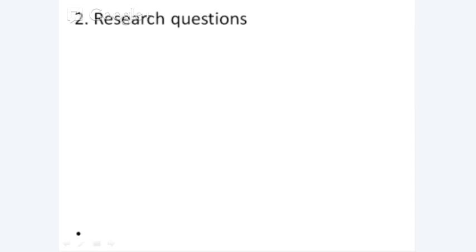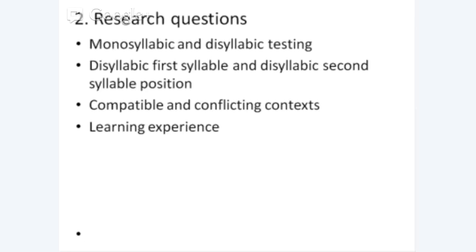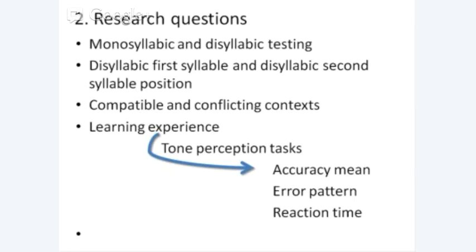And then my research question is: how do these four variables, monosyllabic and disyllabic tones, the disyllabic first syllable and second syllable, compatible and conflicting contexts, and learning experience, influence the output of a tone perception task? And how will these four variables influence the accuracy mean, error pattern, and reaction time of their tone perception?